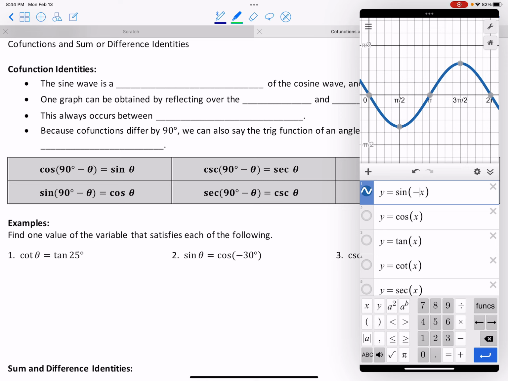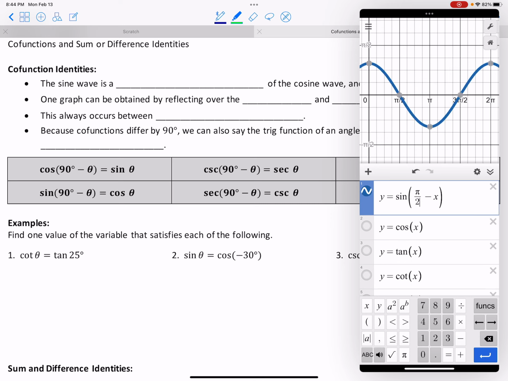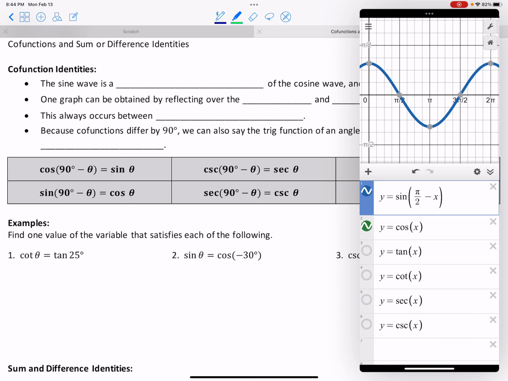So if I take sine, reflect it over the y-axis, and then shift it, again, pi over 2, or 90 degrees, then again it looks exactly like my cosine. So if I put cosine in the picture, same exact graph. Now, that set of transformations will apply to every function and what we call its cofunction.